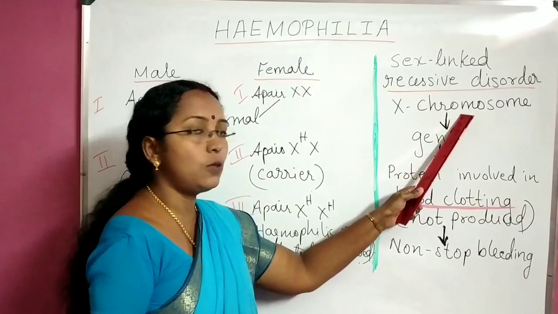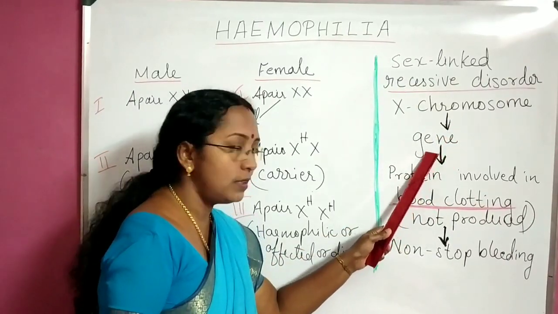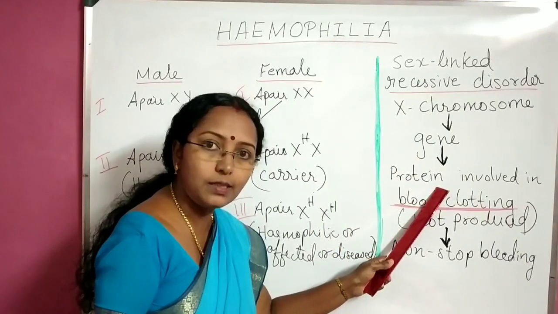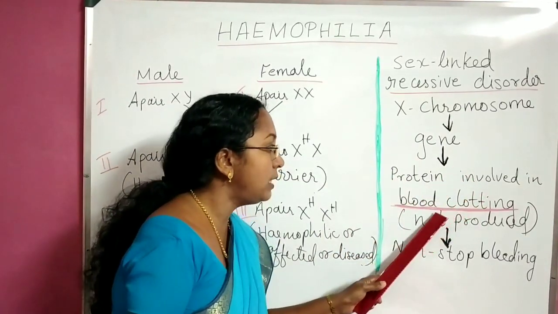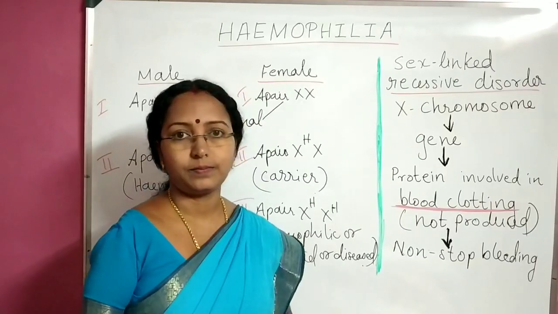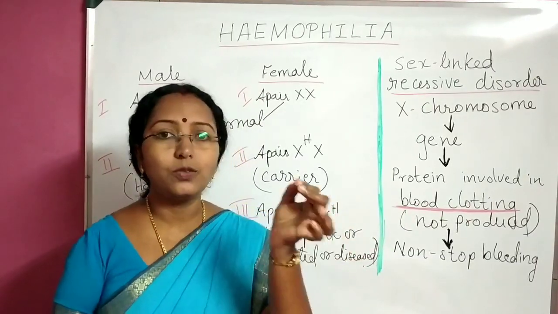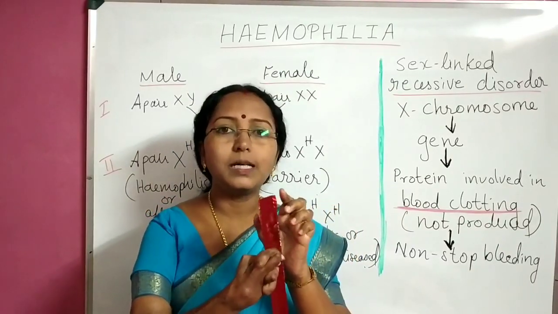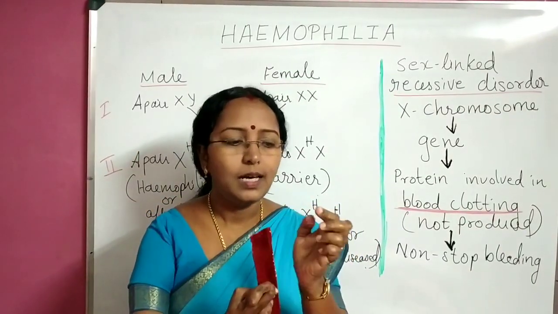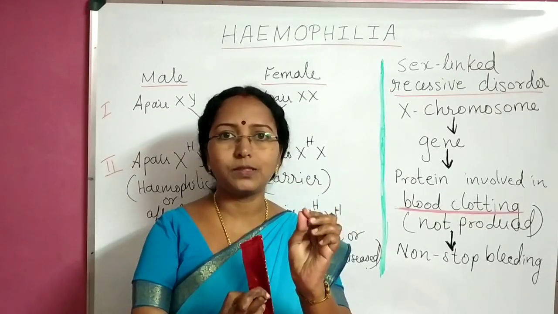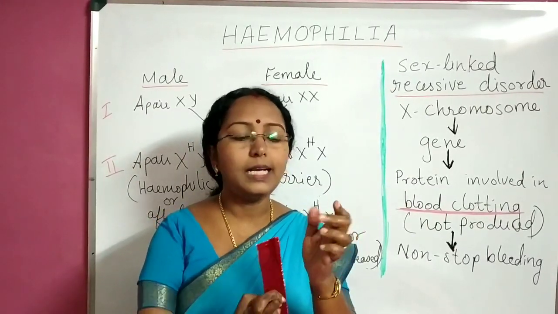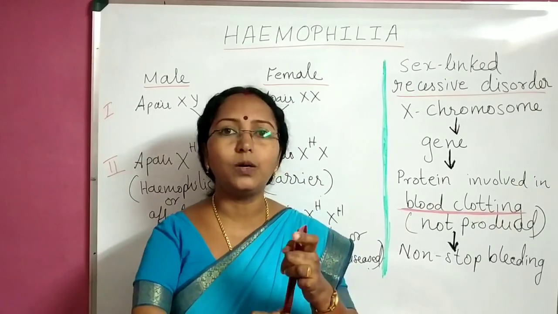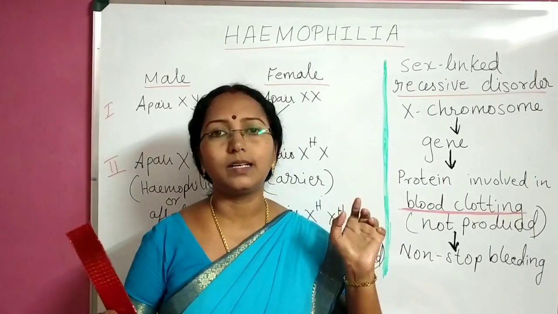Now, on the X chromosome, there is a gene which is responsible for producing a protein that is involved in blood clotting. When there is a small cut or a wound on our skin, what happens? Blood comes out, that is bleeding happens, and after some time it stops and you can see there is a clot, and after a few days you can remove that clot. It's called a scab that can be removed. New skin will be there, things are cleared.